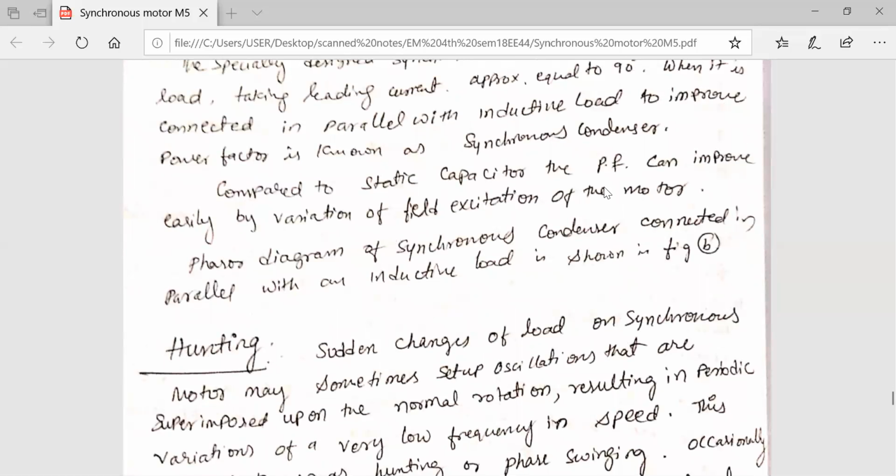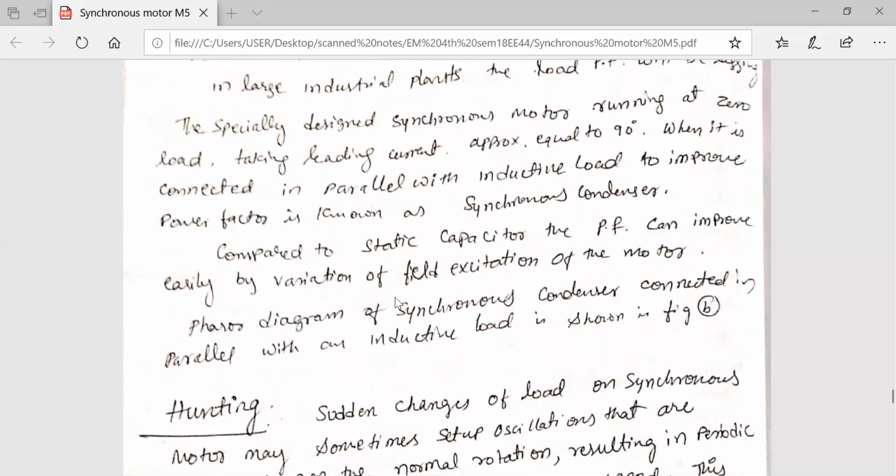Compared to the static capacitor, the power factor can be improved easily by varying the field excitation of the motor. So by varying the field excitation, that is the IF, the field current, we can achieve over-excitation. Then the power factor of the induction motor can be improved. The phasor diagram of the synchronous motor is shown in the figure.